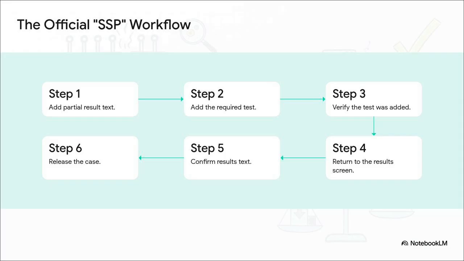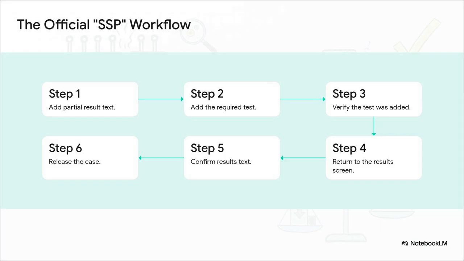Step 1 is kind of setting the stage. It's a manual flag. The user has to type partial result text into the main results field. Why? What does that do? It's basically telling the system, hey, this report isn't finished yet. I've put some initial info in, but more results are coming from the lab. You're manually updating the system's state. So the system doesn't know it's a partial report just because the case is open. You have to explicitly tell it. Yeah. You have to declare it.